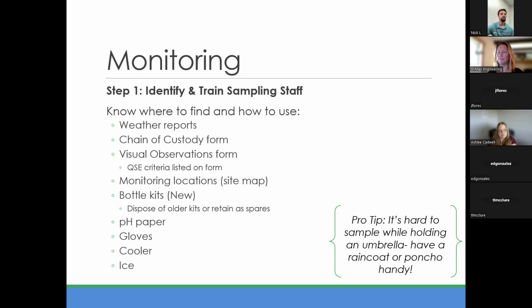The other things here on this list, the pH paper, an important part of your sampling, is something that gets done in the field, not necessarily something you submit to the lab. Your gloves, your cooler, your ice, gloves, making sure that hands stay clean.